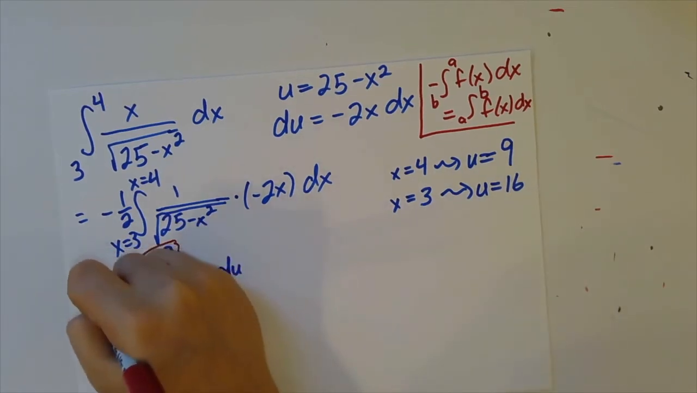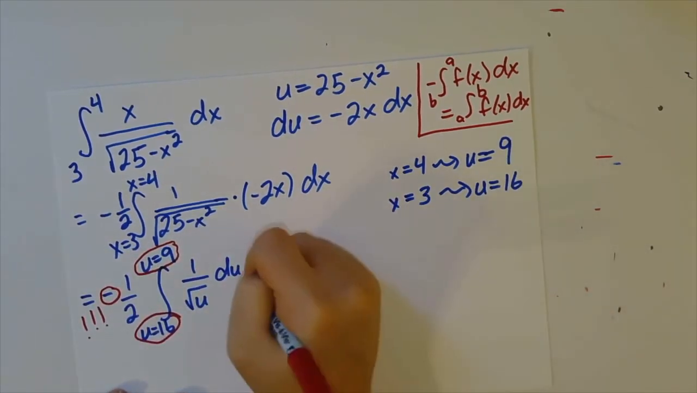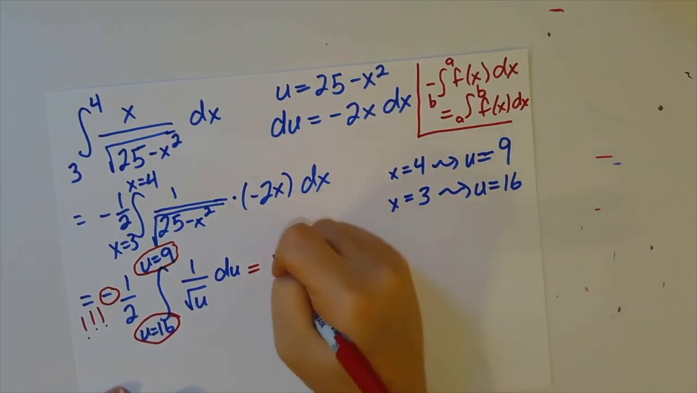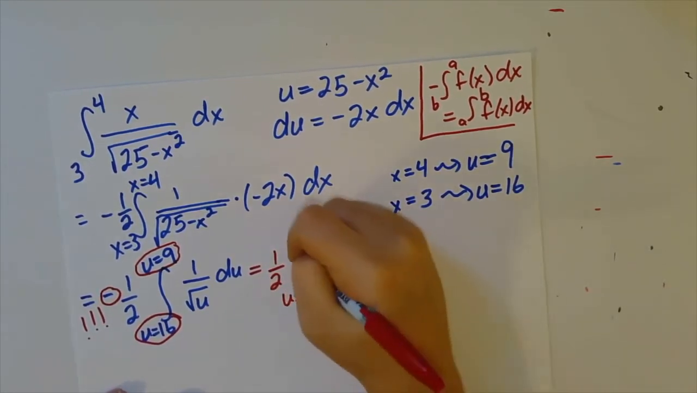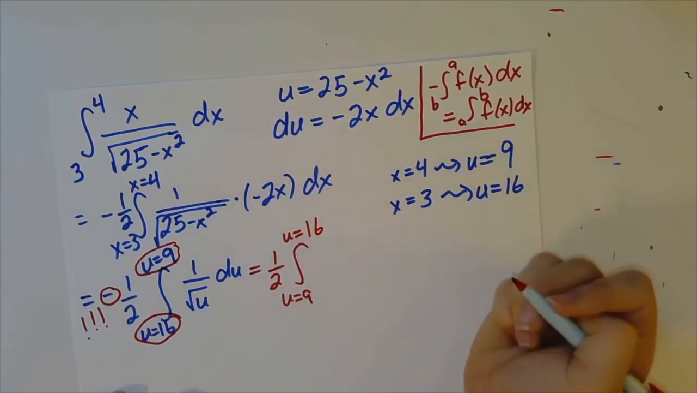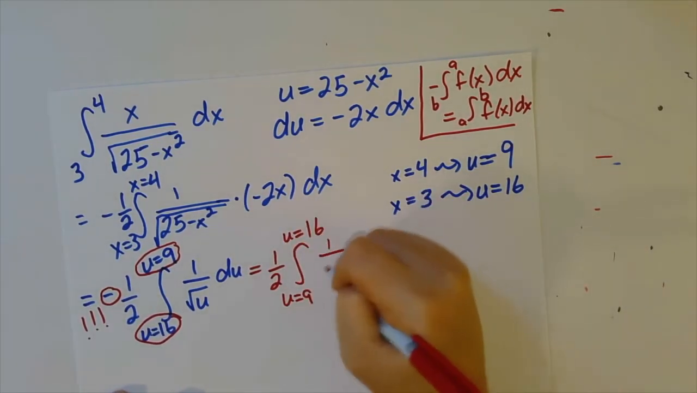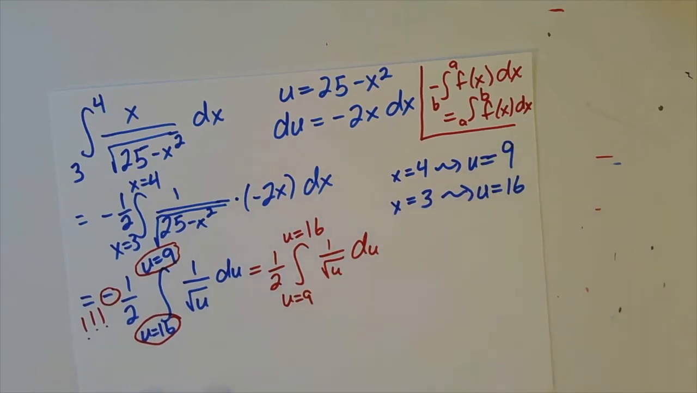Conveniently, we already have a minus sign, so I can just drop that minus sign and rewrite this as 1/2 the integral from u equals 9 to u equals 16 of 1 over the square root of u du.